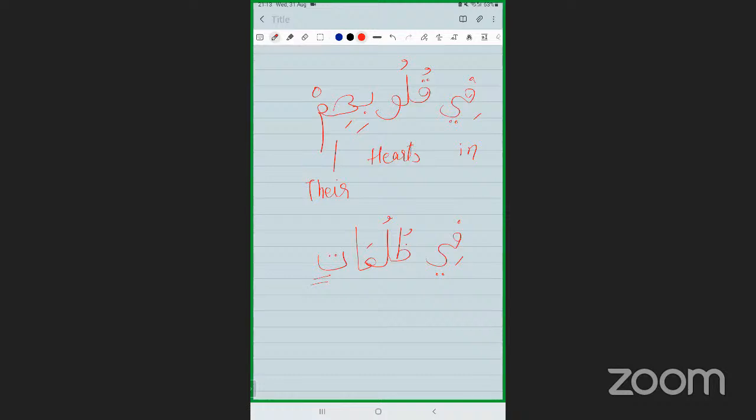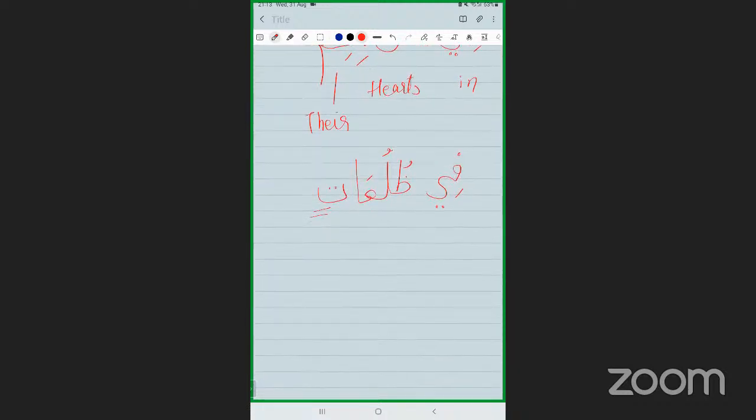Tarakahum fi zulumatin. Fil ard. If I want to write fil ard, what will be the meaning of fil ard? Who can tell me the meaning of fil ardi? In the earth, in the land.